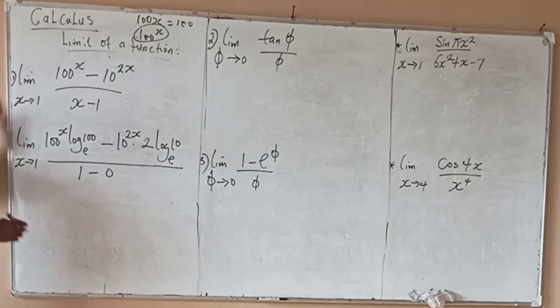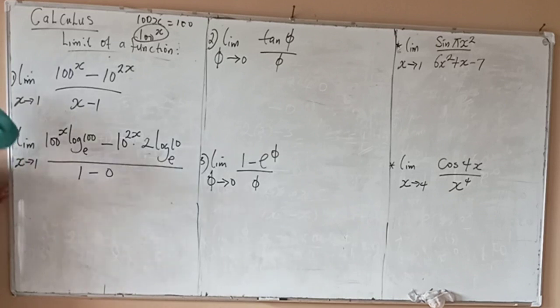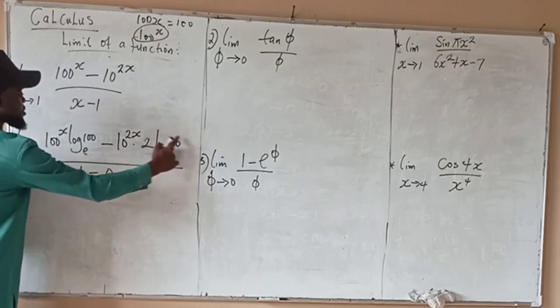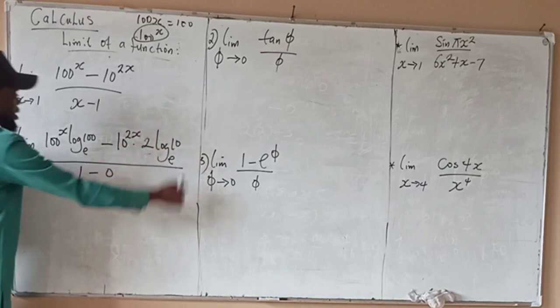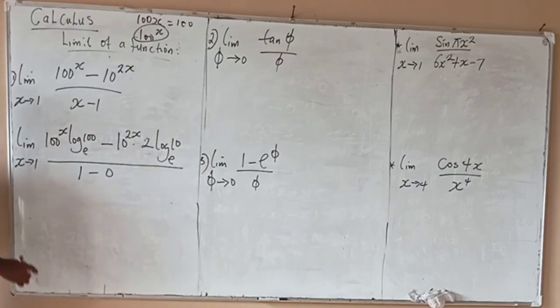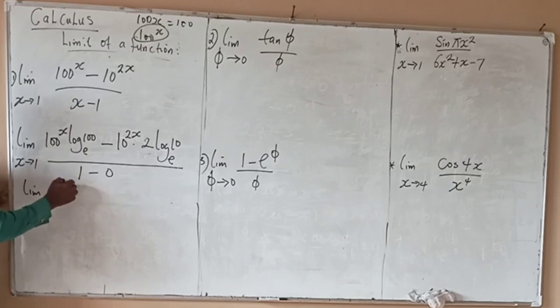So let's see what we can do here. Then, remember we can move this place to this place. These two can move up to this side. So we are taking the limit as x approaches 1 of 100 raised to power x times log.